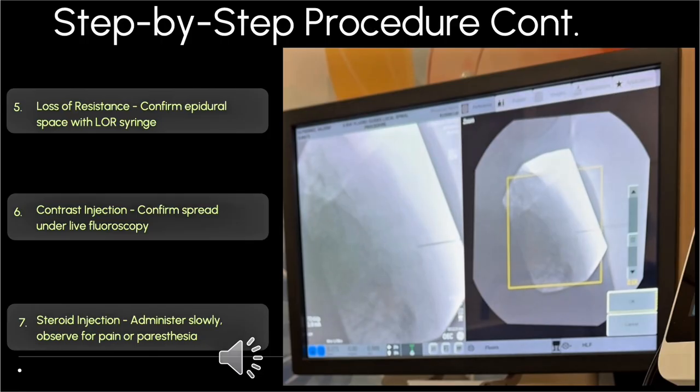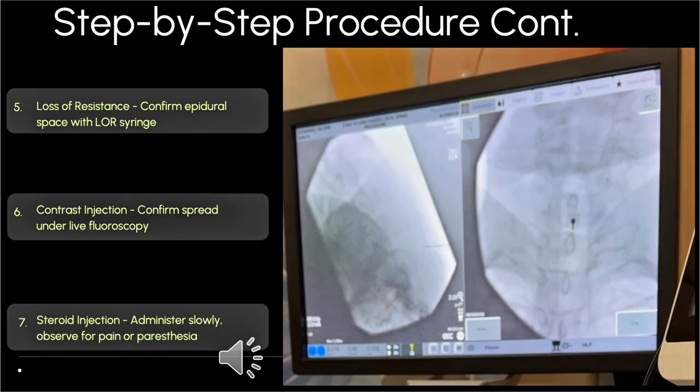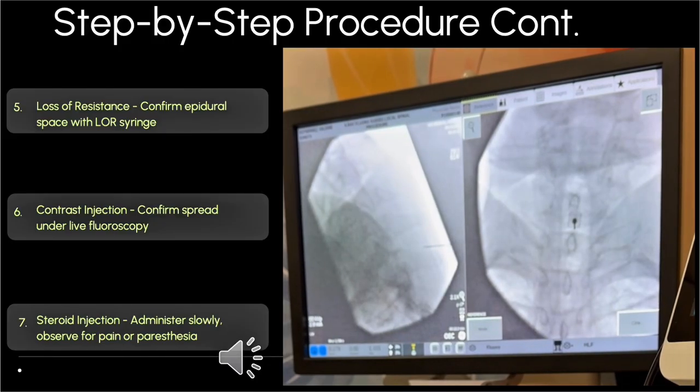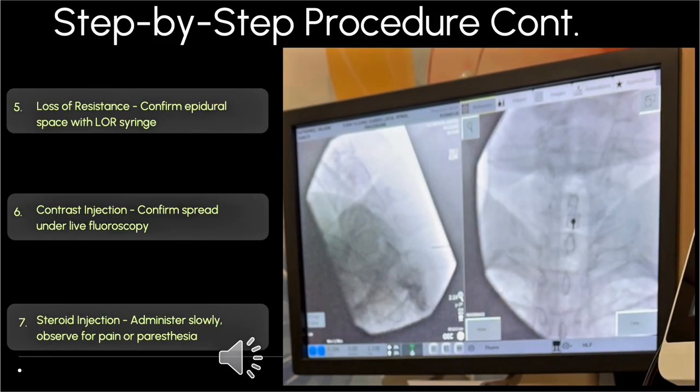Next, confirm the epidural space with a gentle loss of resistance technique. Avoid aggressive plunger pushes, especially in the cervical spine, where tissue compliance is lower. Always confirm placement with contrast under live fluoroscopy using IV extension. Look for epidural spread and ensure there's no vascular uptake. Finally, inject the steroid slowly, watching for pain, paresthesia, or unexpected responses.